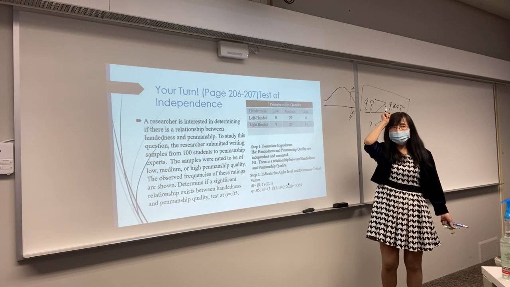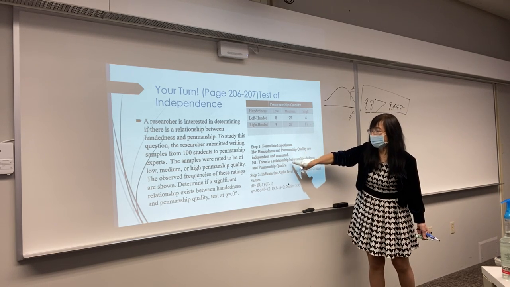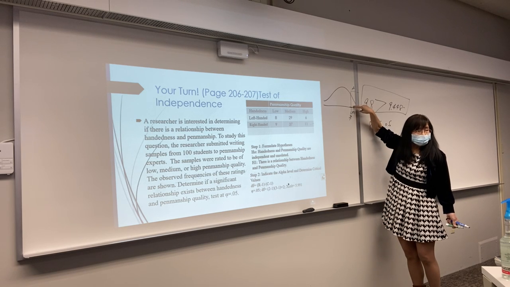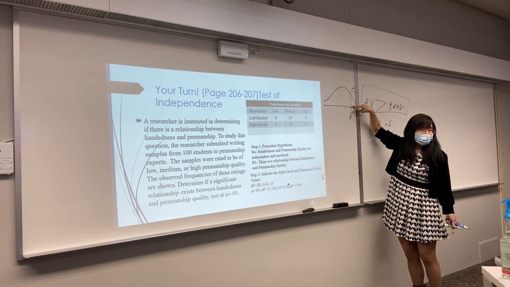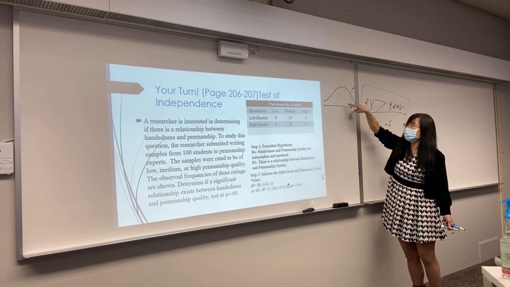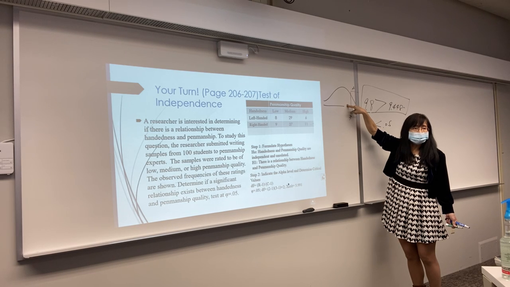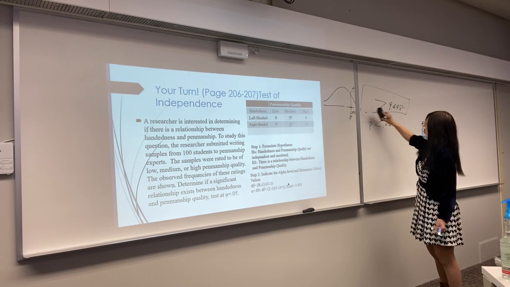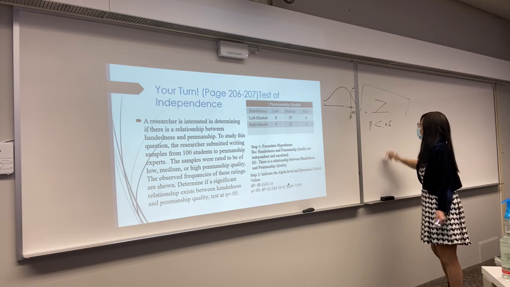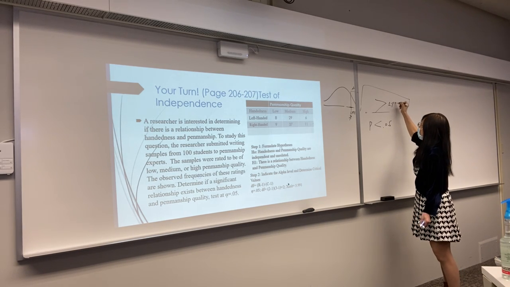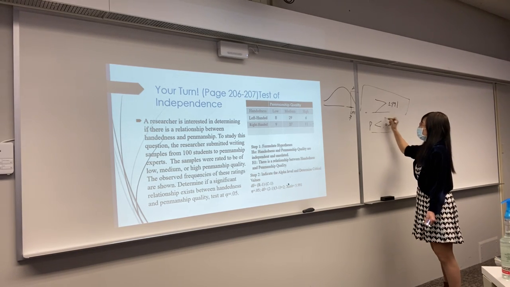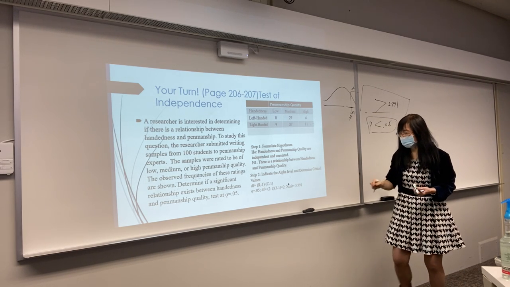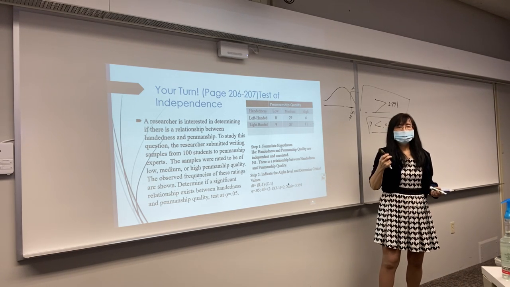So my goal, if I want to see that they have a relationship, then I want my chi-square to be over. If I don't want to see that relationship, my chi-square should be smaller. So our goal is hopefully to find some number that can be bigger than 5.991. That's our goal, right? Okay, anybody good?